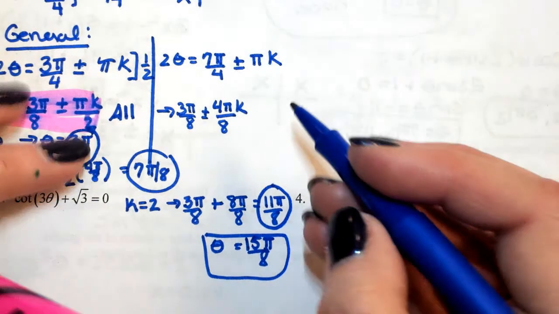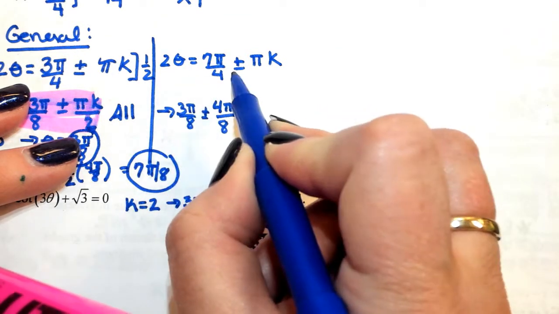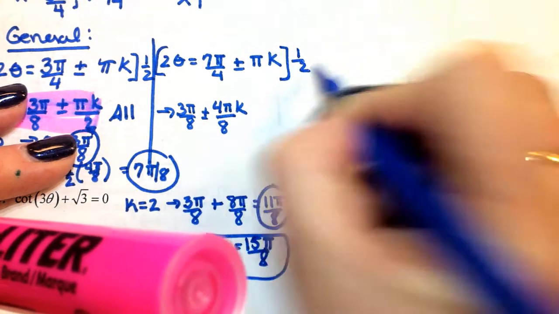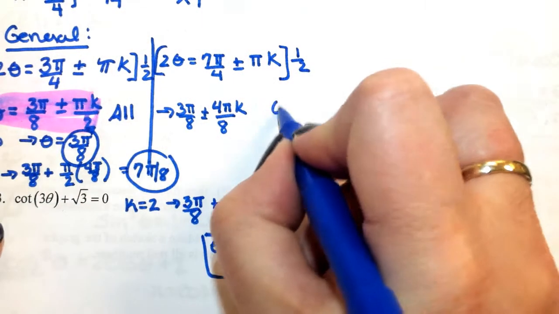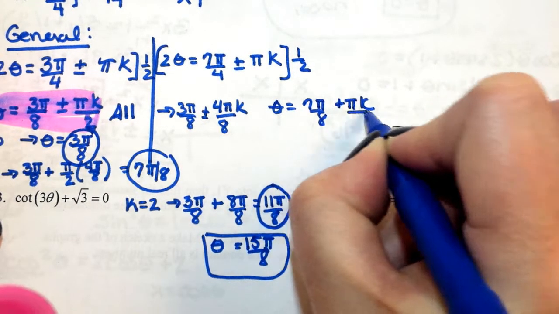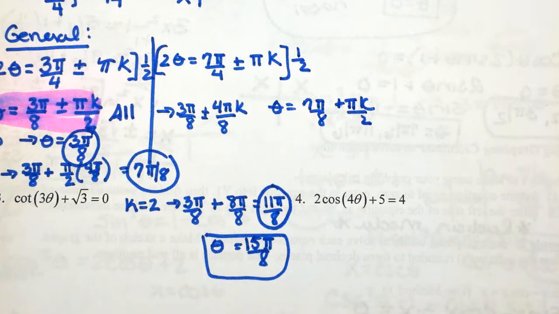Now let's take a look. Remember, you're not done. Because remember, you have that other angle. The 2 theta is equal to 7 pi over 4 plus pi k. So we're going to have to multiply everything by a half again. So theta is going to be equal to 7 pi over 8 plus pi k over 2. Well, if I plug in 0 for k, what is the first solution going to be here? The first solution will be what? 7 pi over 8. Did you already list 7 pi over 8?